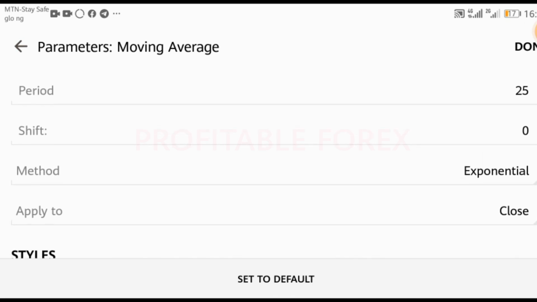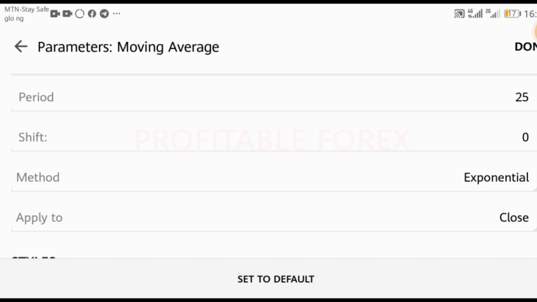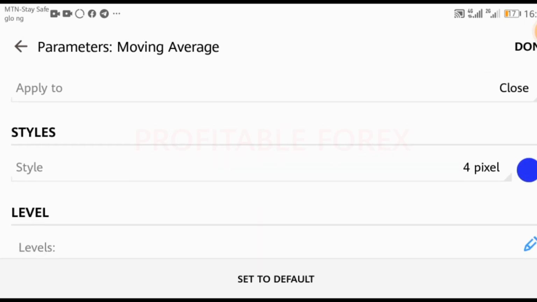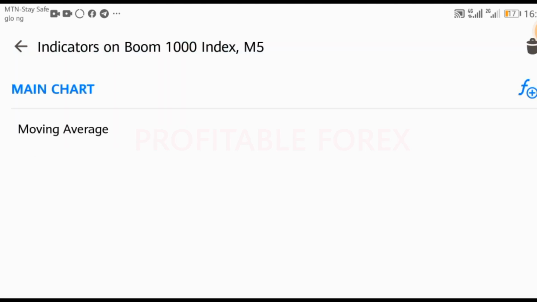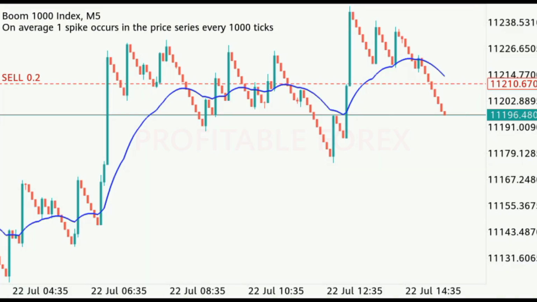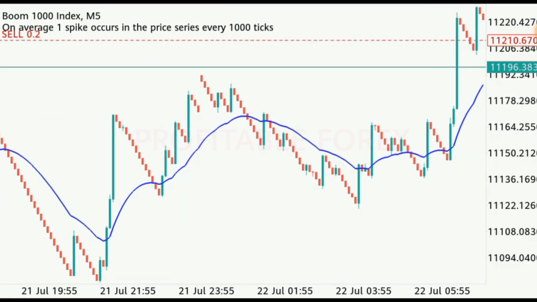Okay, we have moving average period 25, shift 0, method exponential, apply to close. And of course you can choose any color of your choice, but I chose blue. Okay, so after that you click on done, and you have your moving average in your chart like this. Okay, so quickly I'm gonna tell you how the strategy works. It's a simple strategy, easy to understand, beginner friendly, and it's gonna make you massive profit.